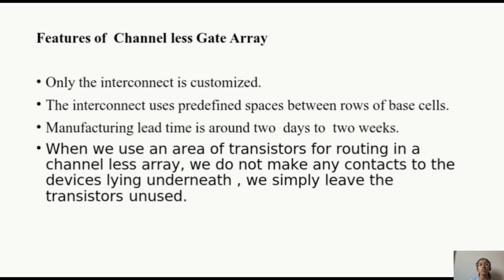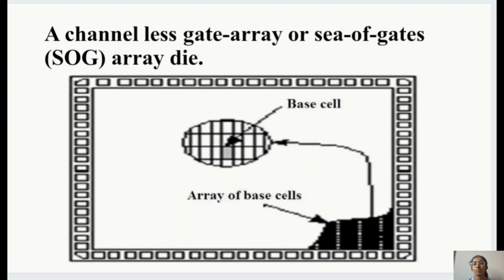And when we use the area of a transistor for routing in a channelless array, we don't make any contact to the devices lying under it. We simply leave the transistors unused. This is a diagram of a channelless gate array, or sea of gates, SOG array die. Here the cell-based array cells are unblocked.